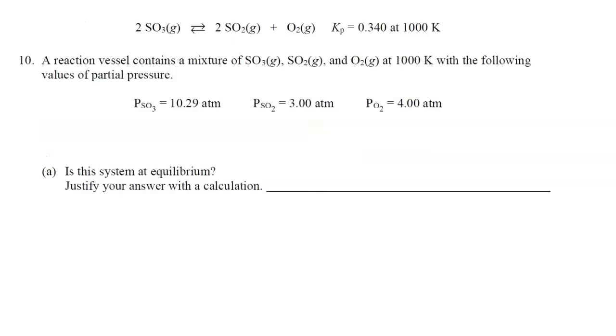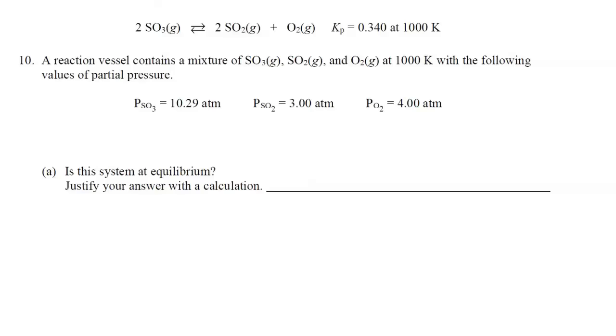Let's take a look. So here's question 10. It says a reaction vessel contains a mixture of SO3, SO2, and O2 at 1,000 kelvins with the following values of partial pressure. The pressure of SO3 is 10.29 atmospheres. The pressure of SO2 is 3.00 atmospheres, and the pressure of O2 is 4.00 atmospheres. Part A, is this system at equilibrium? Justify your answer with a calculation.